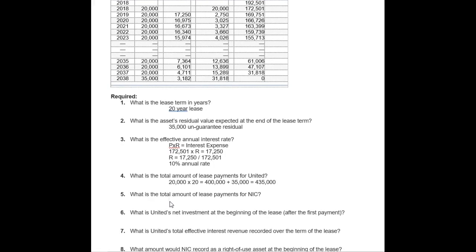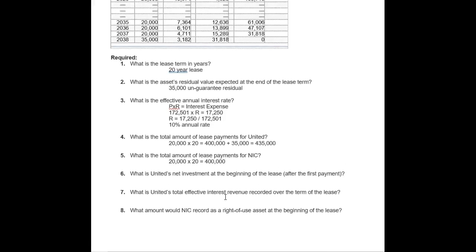Now, what is the total amount of lease payments for the lessee, NIC? NIC could care less about that residual value. It's not guaranteed. It's not going to impact me in any way, shape, or form. So as the lessee, I'm just going to take the 20 times the actual $20,000 in payment, and that's going to give me the $400,000. Again, we do not worry about the residual value as the lessee in this case because it's not a guaranteed residual.